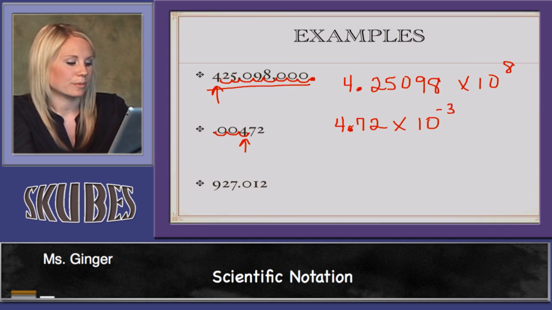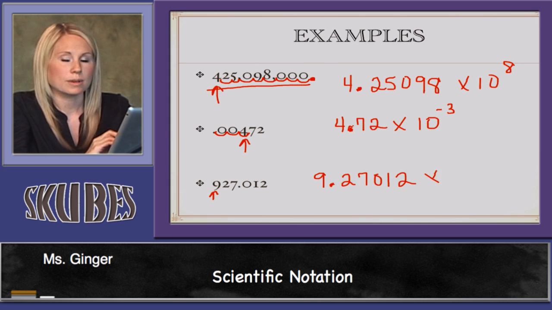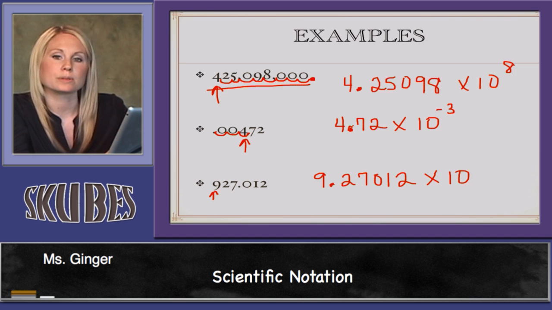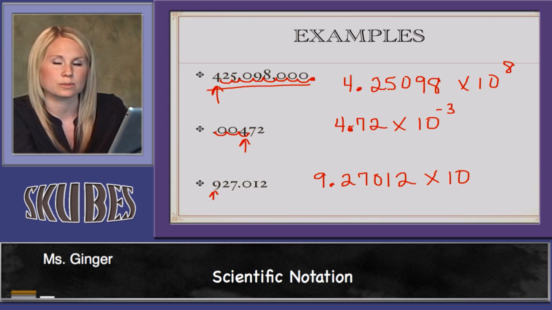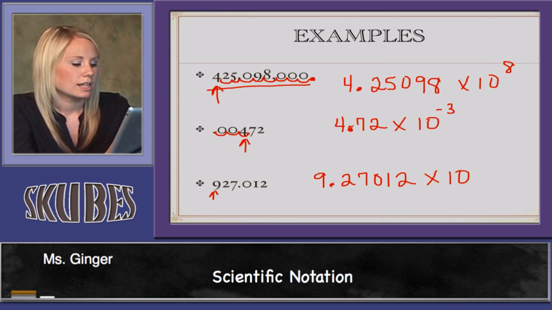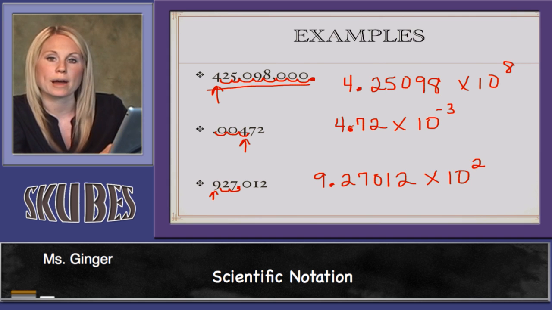Alright, third example. Look for the first non-zero digit. That is our 9. So I'm going to place my decimal immediately after that digit. And I know I'm going to have this number multiplied by 10 to a power. So what is that power? So again, let's count the decimal spots that we have moved. It started here and we moved it after the 9. So that is 2 spots. Our number was bigger than 1. So that is a positive 2. That we will use for our power there.